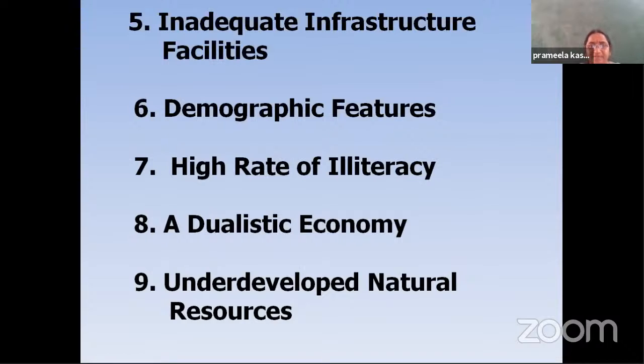Next, the eighth point, dualistic economies. Most of the developing economies follow both methods. That means the traditional method, and in the same manner, they also follow modern techniques in the sectors of the economy, which is called economic dualism. So we can find economic dualism in most of the developing economies.